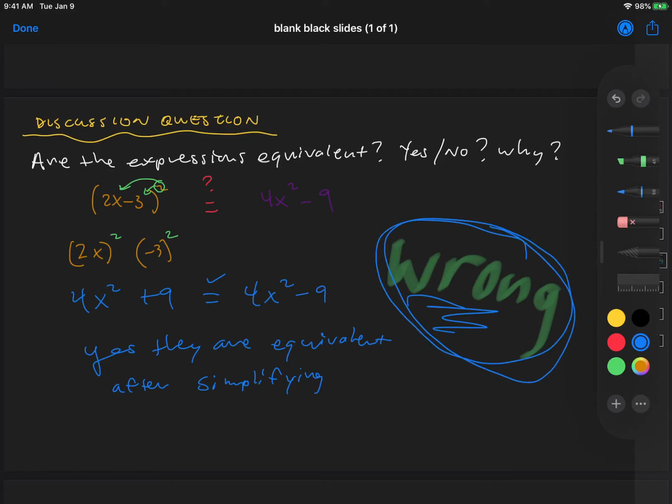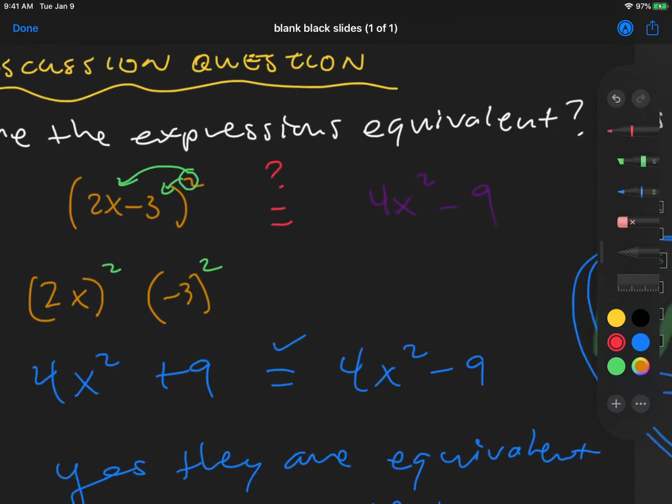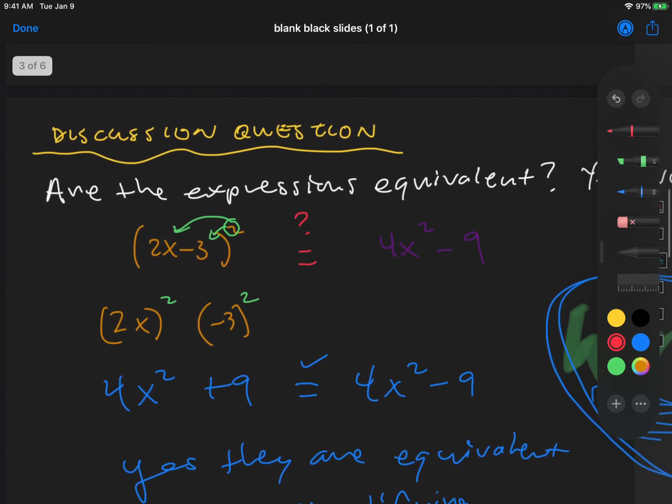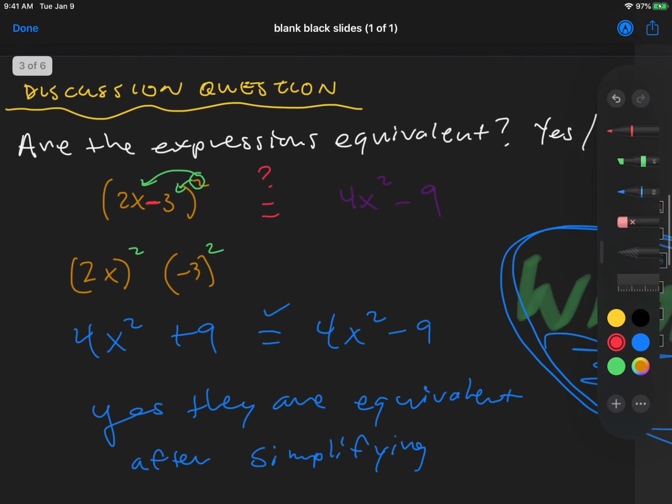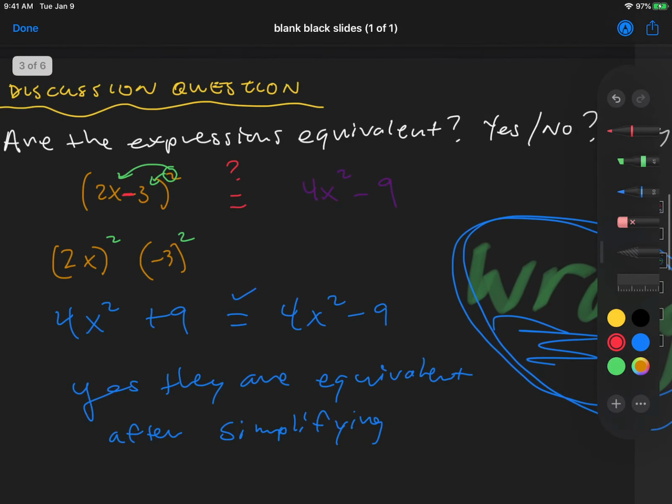It's wrong. The reason why this does not work is because the laws of exponents do not work with this subtraction sign right here. The laws of exponents only work if it was something like 2x times 3 to the second power. Then you can distribute that 2 in this case. That's called the power rule. But you cannot do that with this one because of the subtraction sign.